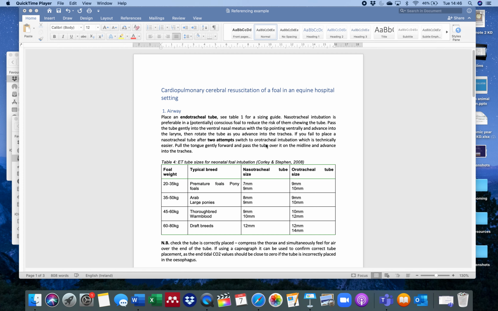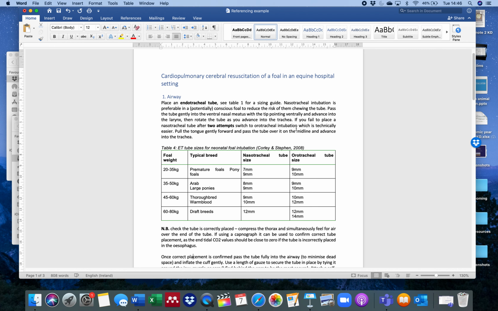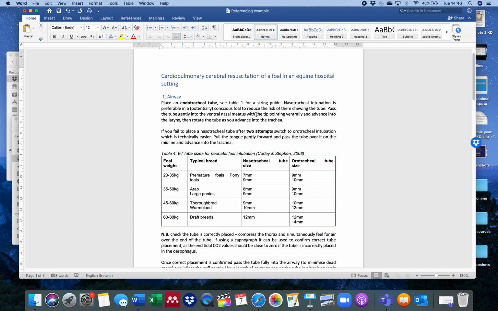So looking at my first paragraph here, it's talking about placing endotracheal tubes. It's talked about nasotracheal intubation, and then tells me that you should switch to orotracheal tubes if you have 2 unsuccessful attempts. So I think I'm going to split this paragraph here, because this first part is now dealing with nasotracheal intubation, and the second part is dealing with orotracheal intubation.